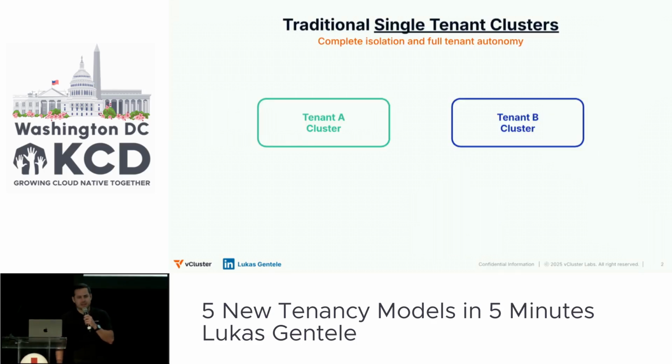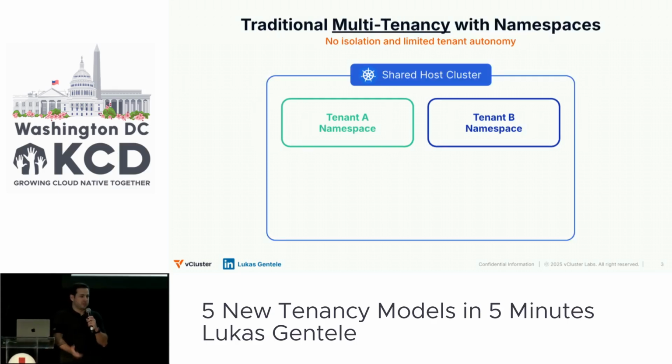Everybody's probably familiar with single-tenant Kubernetes cluster. You take a cluster, you take another cluster, you host a tenant in each one of them, pretty straightforward. The alternative to this, and most people are familiar with this as well, is you create a shared cluster. You create namespace A and a namespace B, and you hand them out to the respective tenants. So far, so good. These two approaches have varying benefits and downsides.